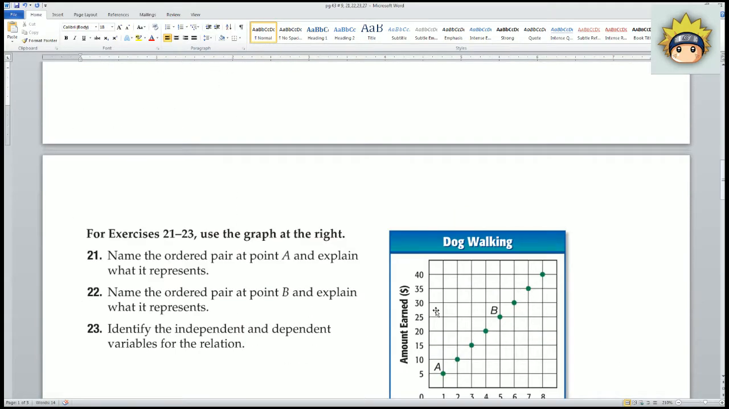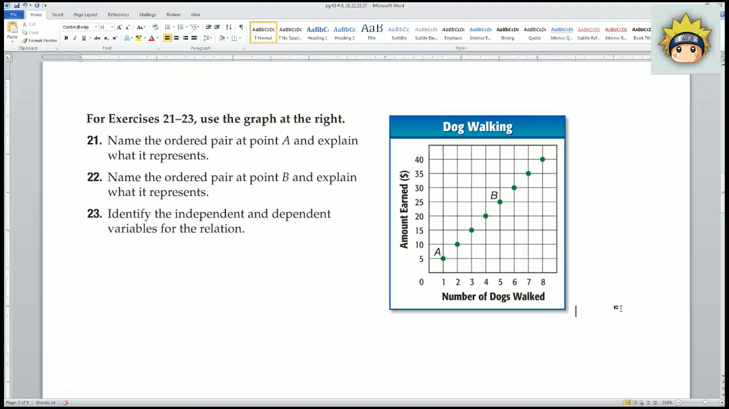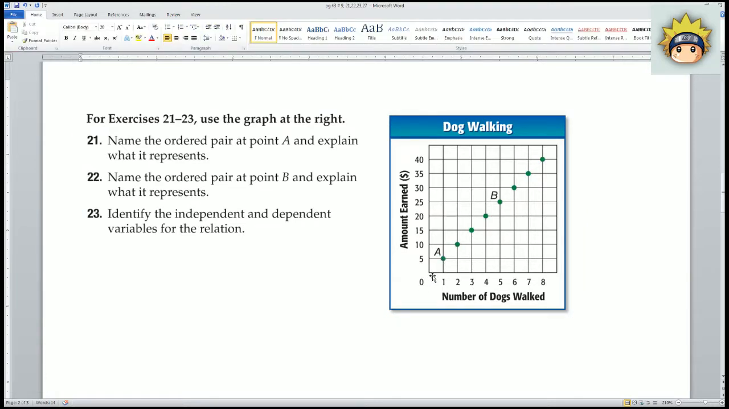Numbers 21, 22, and 23 use the same graph here at the right. The first one asks us to name an ordered pair at point A and explain what it represents. So let's look at what point A is. Point A is right here, if you notice. To go there, I have to go 1 in the x direction, and I go up 5. Right there, it says 5. Let's see what it means.